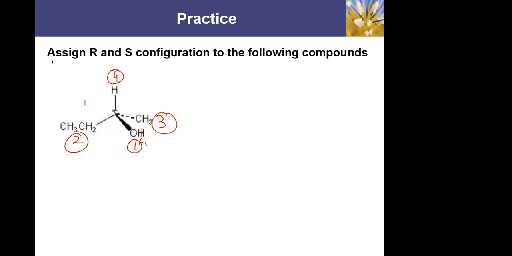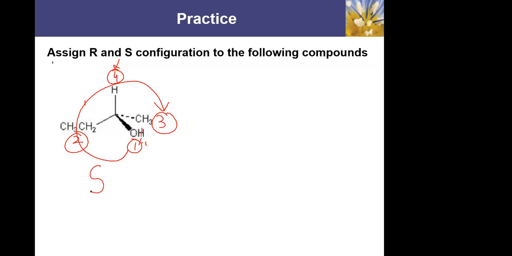What will we do with this? Okay. Anyone? 1, 2, 3, 4. We will still omit this 4. And I will go like this. 1, 2, 3. What is this? R. I will not write this as R. S. If your hydrogen is not at the back, whatever you get, if you get S, do the opposite. If you get R, do the opposite. So this is my S configuration.